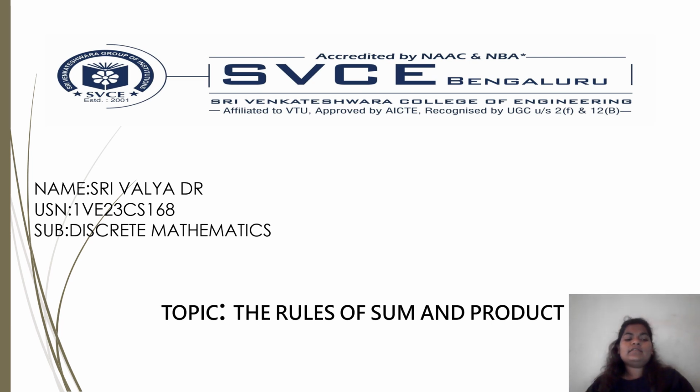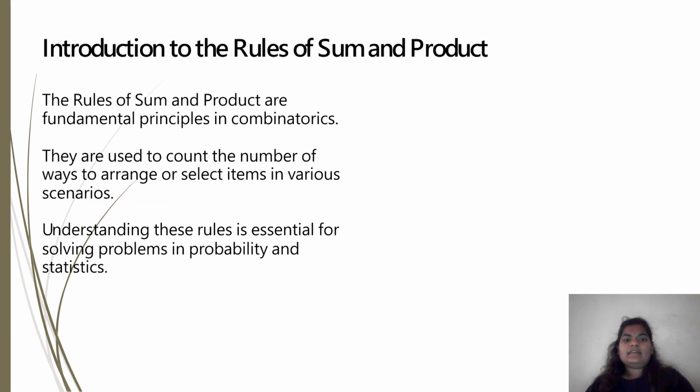Here the subject is discrete mathematical structures, and the topic we are going to discuss is the rules of sum and product. Here we are going to discuss the introduction of the rules of sum and product. The rules of sum and product mainly include the fundamental principles in combinatorics, and they are mainly used to count the number of ways to arrange or select items in various scenarios. Understanding these rules is essential for solving problems in probability and statistics.